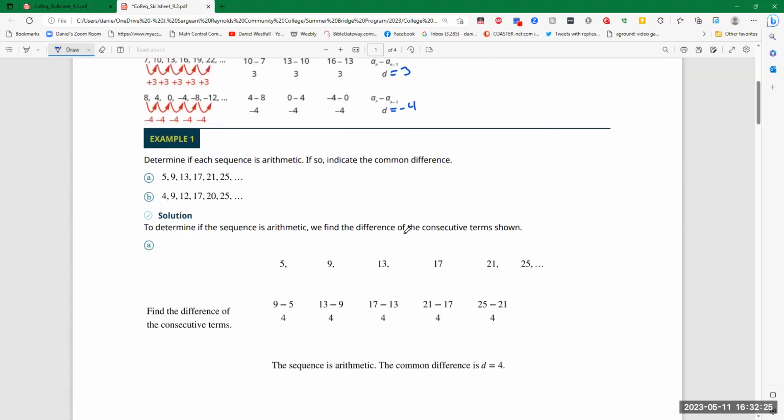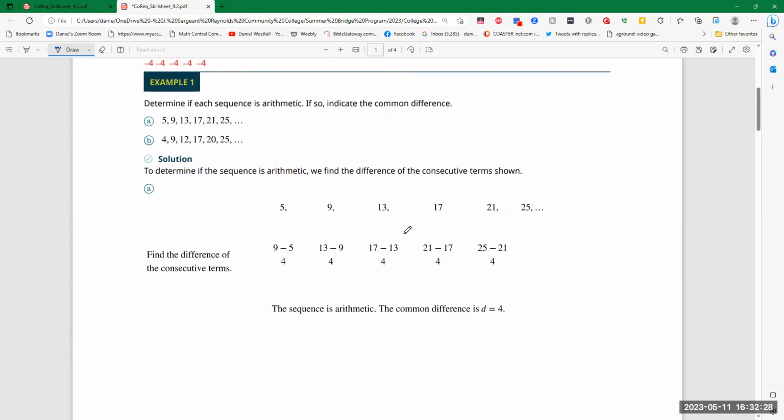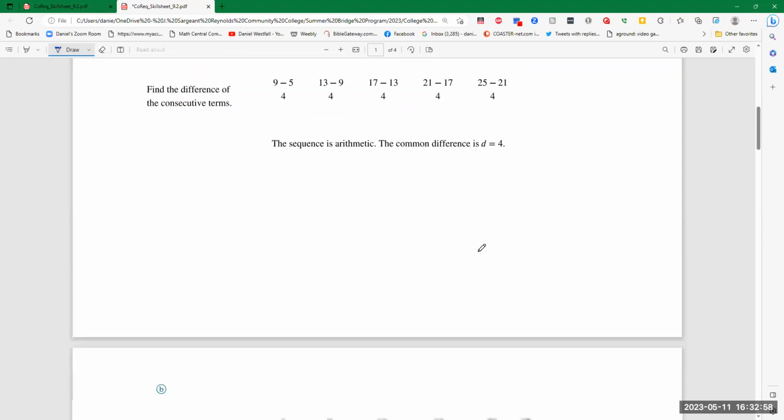Now we're going to determine if a sequence is arithmetic. And if so, we're going to find the common difference. So we're going to look first at the sequence 5, 9, 13, 17, 21, 25. Let's find the difference between consecutive terms. 9 minus 5 is 4. 13 minus 9 is 4. 17 minus 13 is 4. 21 minus 17 is 4. 25 minus 21 is 4. They all have a common difference of 4. Therefore, it does appear to be arithmetic with a common difference of 4.